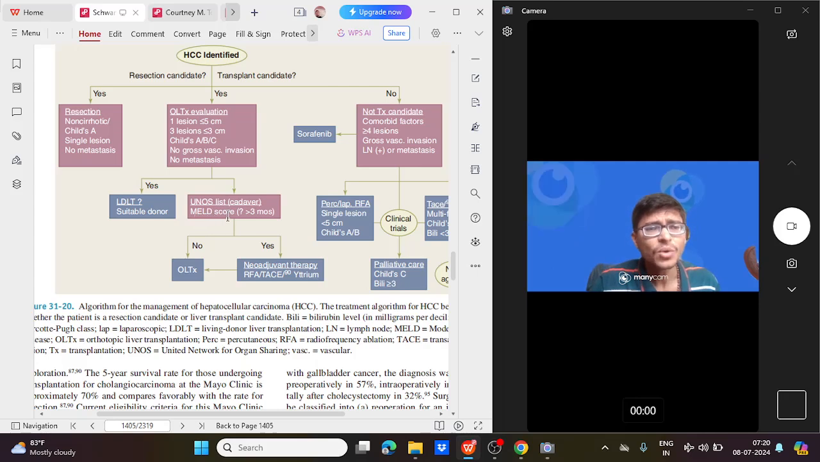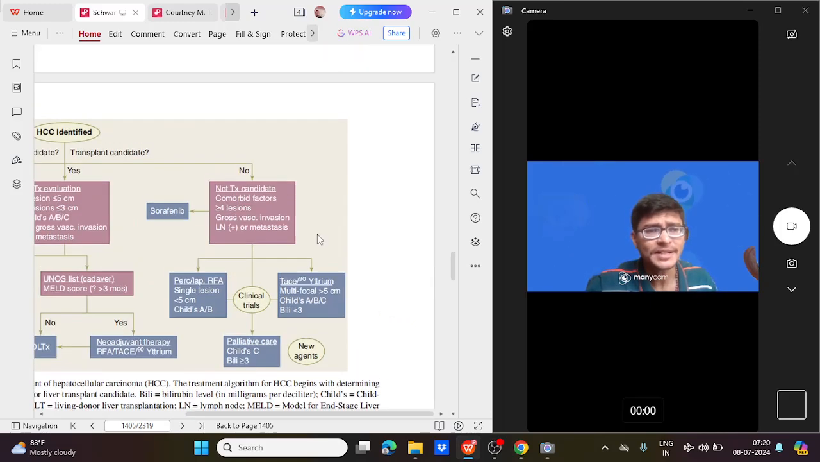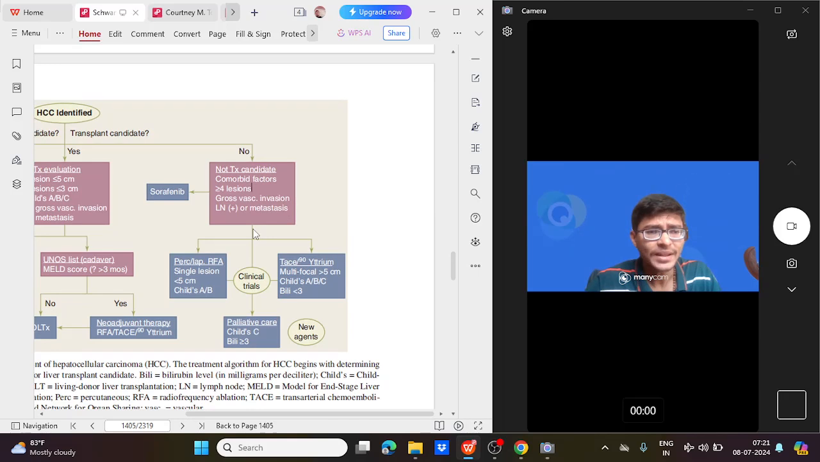If the MELD score is more than 3, then we have to consider the neoadjuvant therapy before going for the transplantation. If the patient cannot be transplanted, then we have to go for palliation due to comorbid factors, more than 4 lesions, gross vascular invasion, lymph node or distant metastasis. The primary drug will be sorafenib.